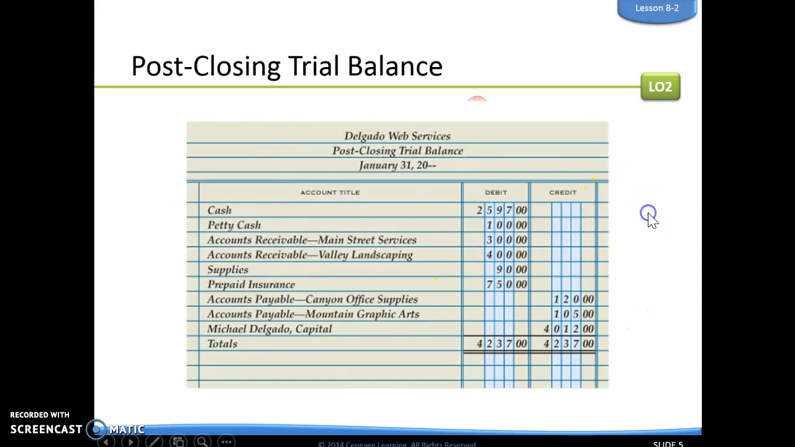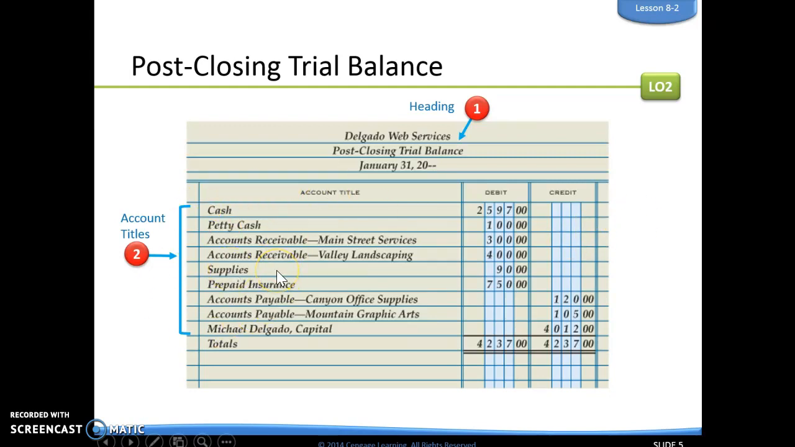So here's an example of our post-closing trial balance. Again, any financial statement that we have, we're always going to start with a heading that answers who, what, and when. Now, what we're going to do on our post-closing trial balance is list all of our accounts that have balances. So any account that is closed, we're not going to list, only those accounts that have balances.